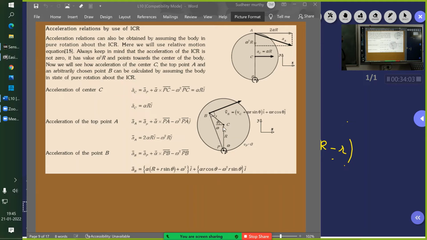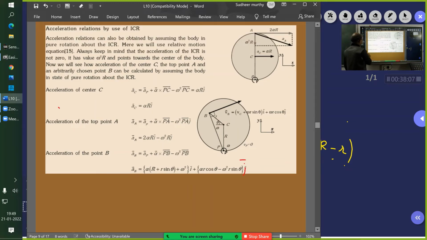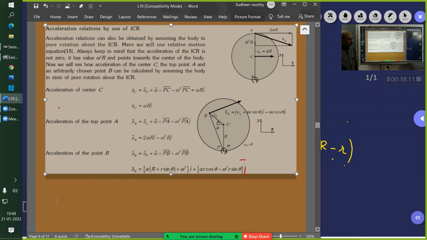See, here PB bar is split as PC bar plus CB bar. And PC bar is, you know, J cap. That is PC J cap. And this one you are going to split into CB cos theta minus I cap and CB sin theta, plus J cap. Then you will separate the terms. Sorry, here it should be J cap. Then minus omega square PB.